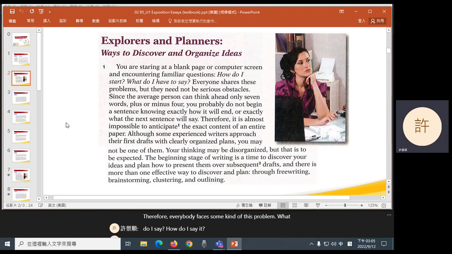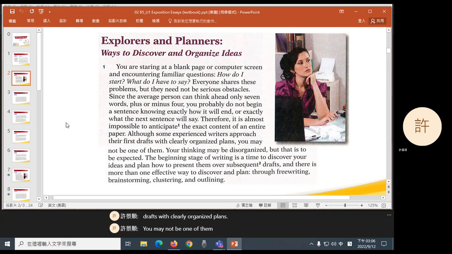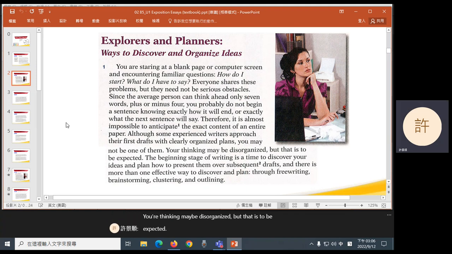Although some experienced writers approach their first drafts with clearly organized plans, you may not be one of them. Your thinking may be disorganized, but that is to be expected. So it comes back to you, the reader. This sentence basically says, like I told you, everyone has this problem.